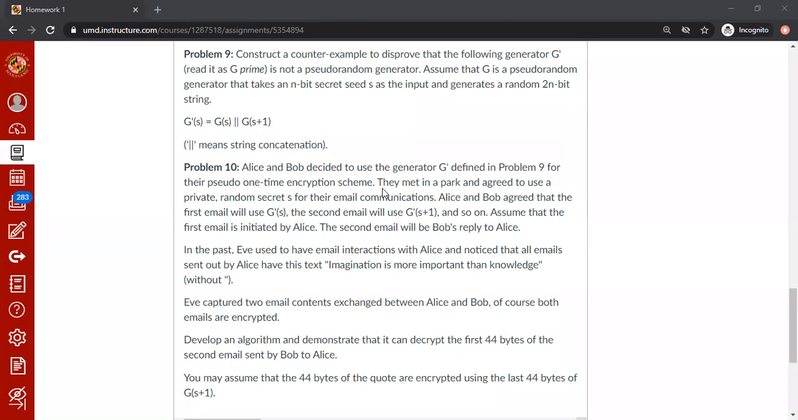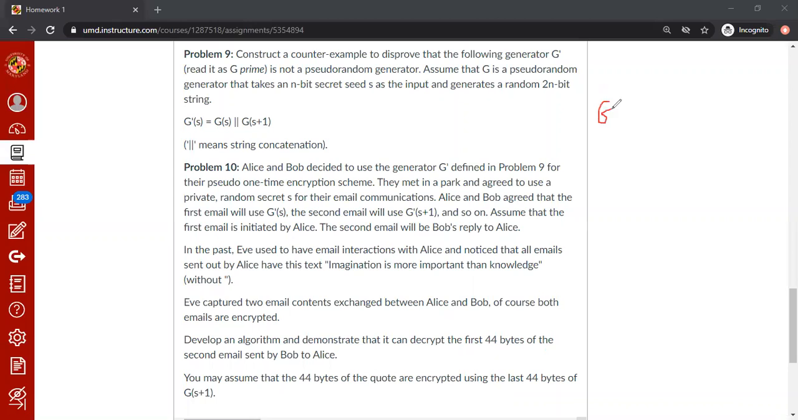Okay, so for problem number 9, we need to construct a counterexample to disprove the following generator: G prime is not a pseudo-random generator. Let's see what G prime is. G prime takes an input S, and it is based on another pseudo-random generator G. The first call uses G of S and the second call uses G of S+1. So let's visualize this a little bit.